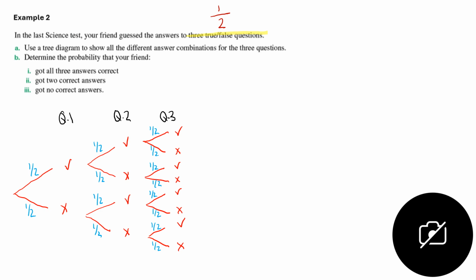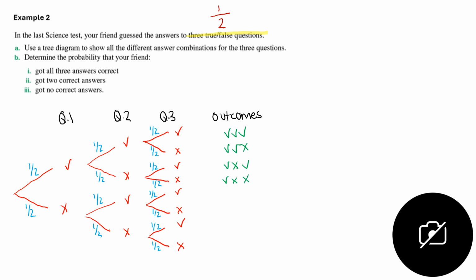Now we're not done just yet. The next thing that we need to do is list all of our outcomes. Now my possible outcomes. Let's follow that line across. I could get all 3 correct. I could get 2 ticks and a cross. I could get a tick, a cross, and a tick. A tick, a cross, and a cross.